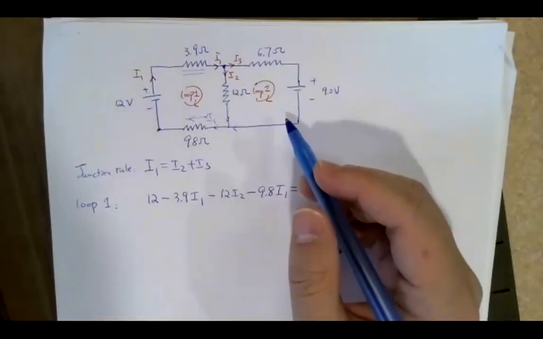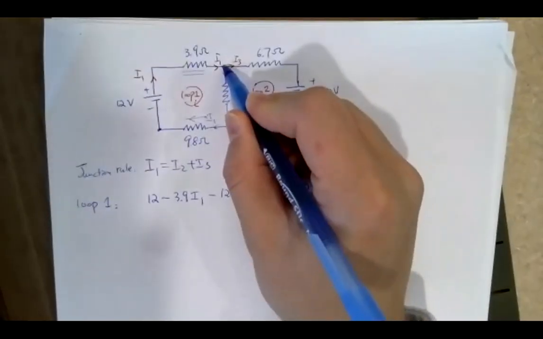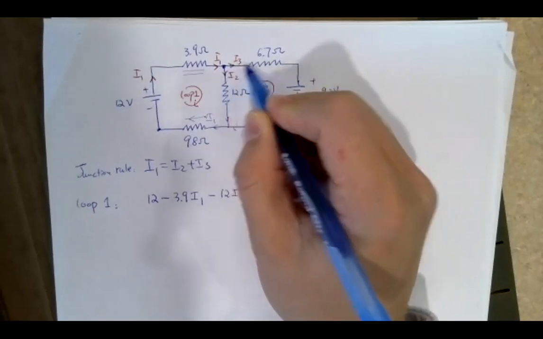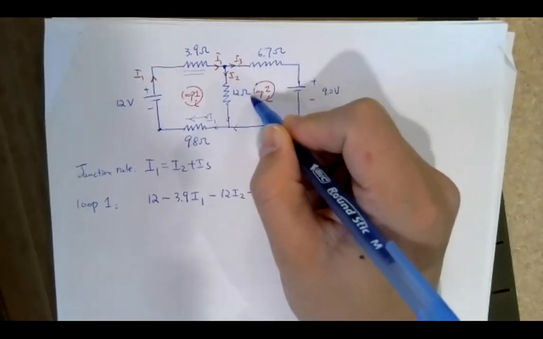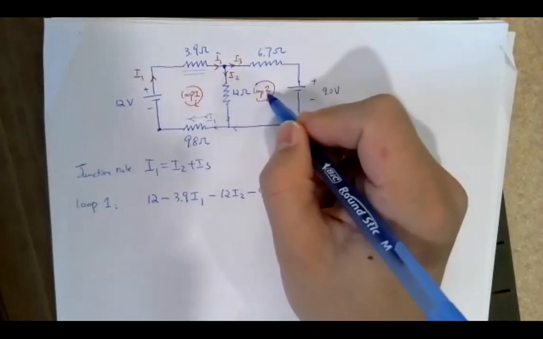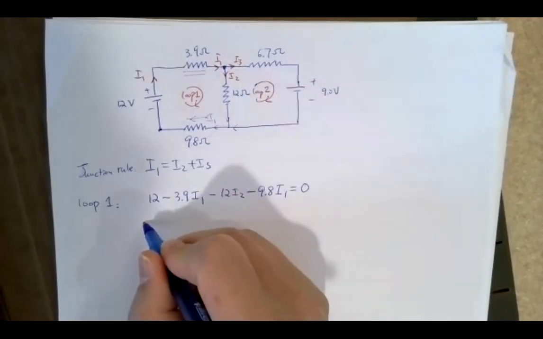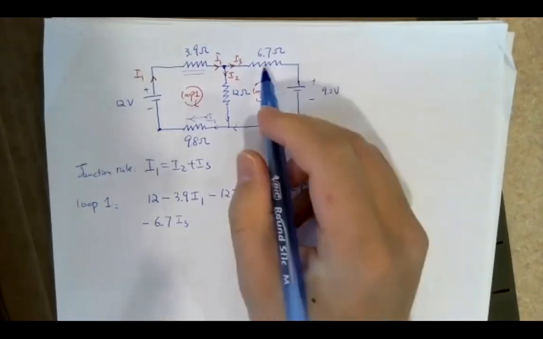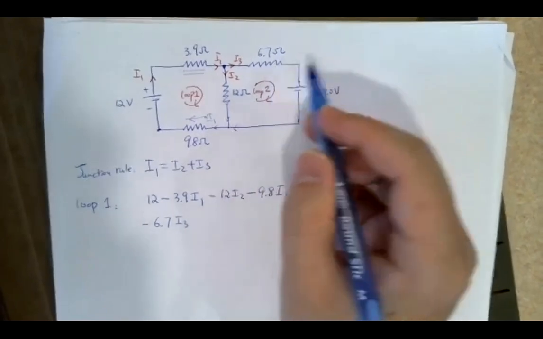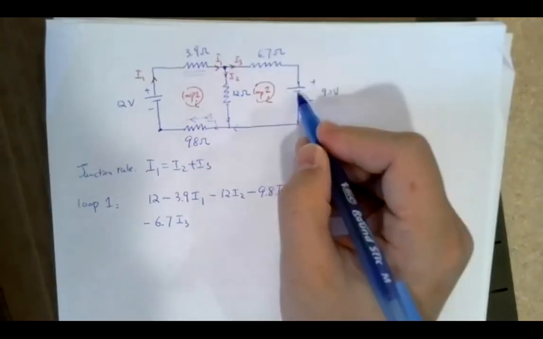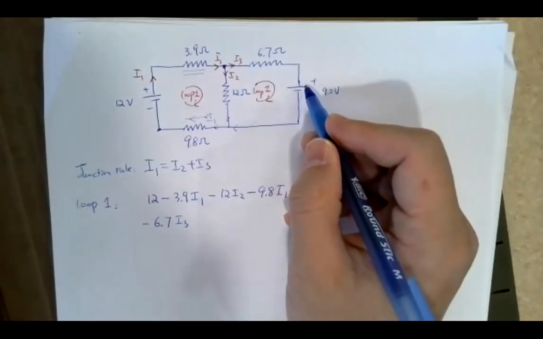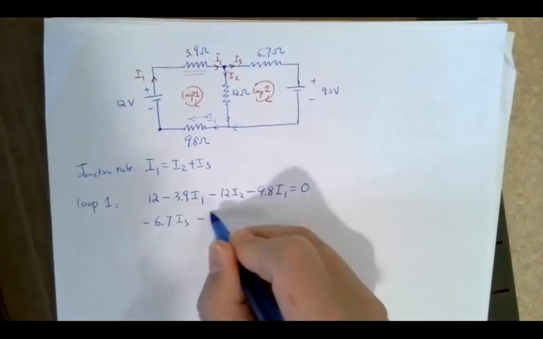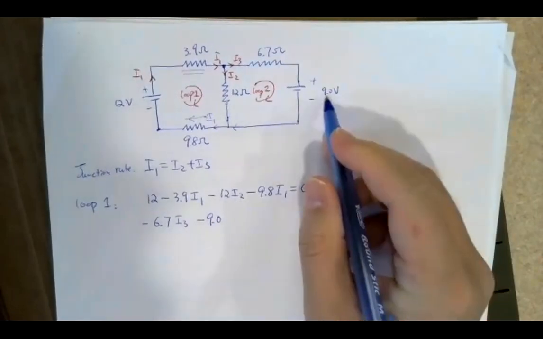For my loop two here, I start from this point where the current splits into I3 and I2, and I'm assuming this is my loop. So I3 and loop 2 are in the same direction. You start with minus 6.7 I3 for the potential decrease across this resistor. And then on this battery, this time you are going from the positive terminal to the negative terminal. So that's minus 9, the voltage.